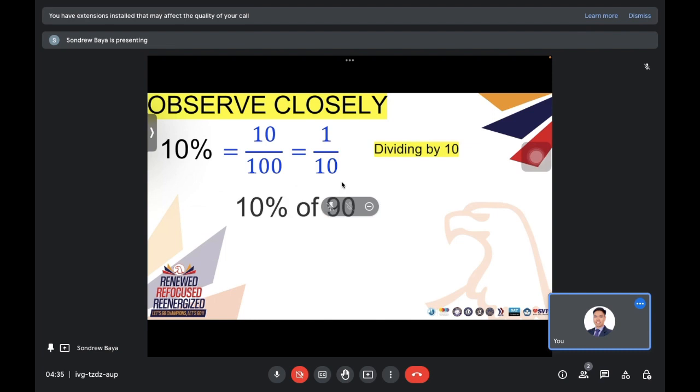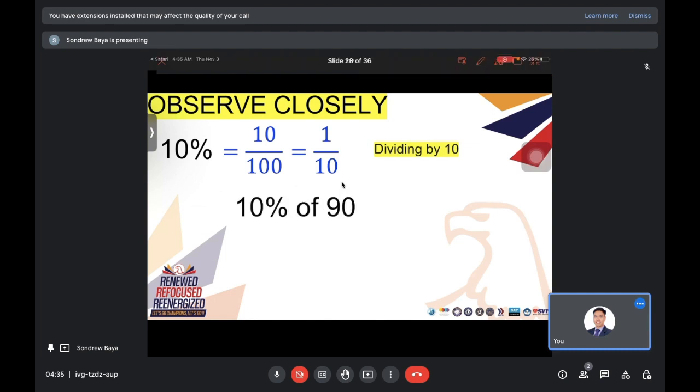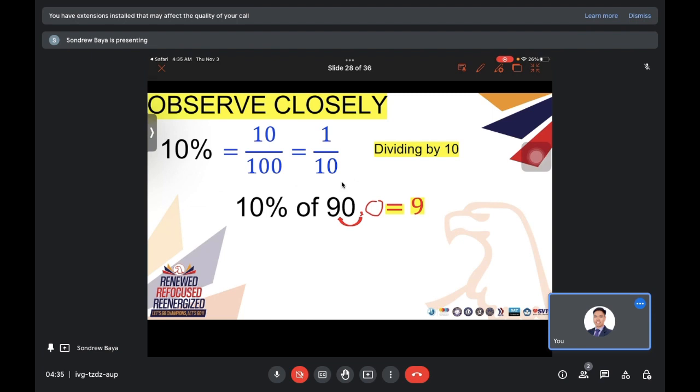Example, 10% of 90. We know that 90 can be written as 90.0. So we just move the decimal to the left 1 space, because we only have 1 zero for the 10. So this becomes 9. All right. 10% of 65. Remember, this is 65.0. Move it to the left 1 space. This becomes 6.5.